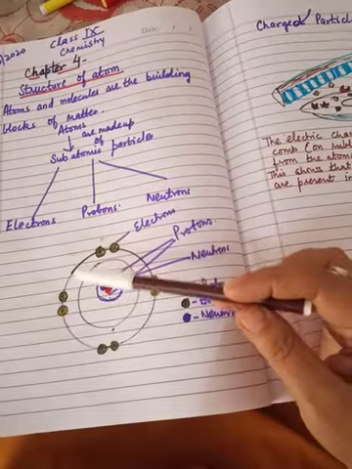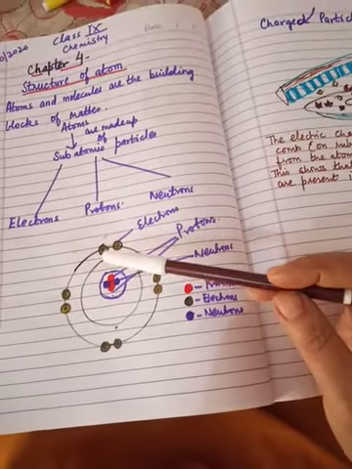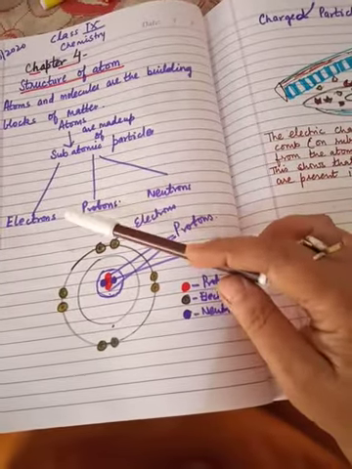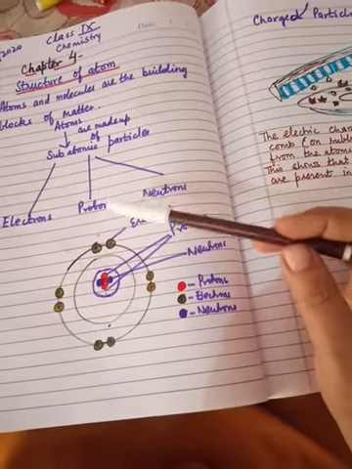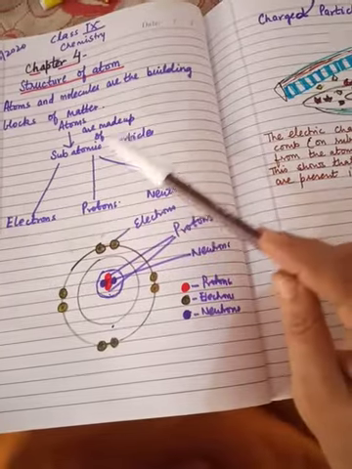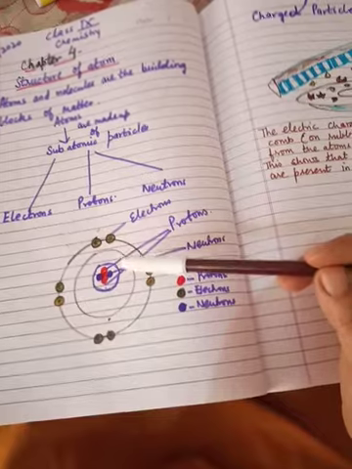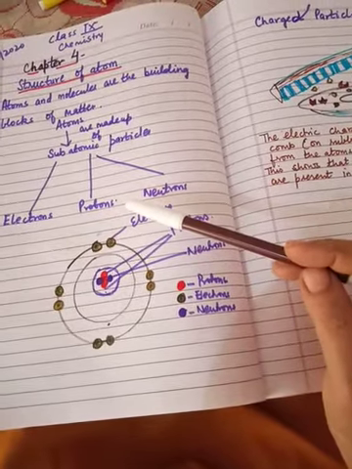Atoms of all the elements except hydrogen are made up of the three subatomic particles: electrons, protons, and neutrons. Hydrogen atom is made up of only one electron and one proton. It does not contain any neutron. The atoms of different elements differ in the number of electrons, protons, and neutrons.